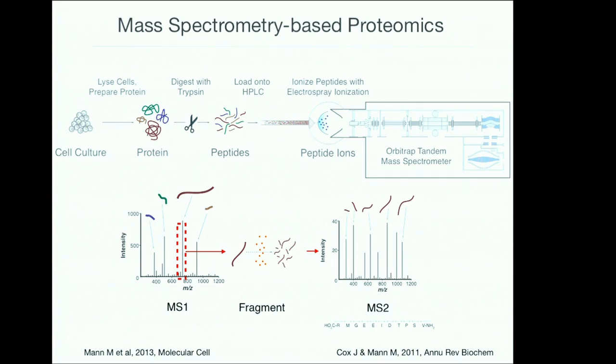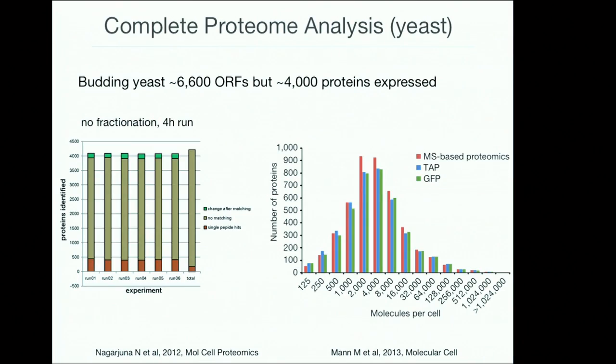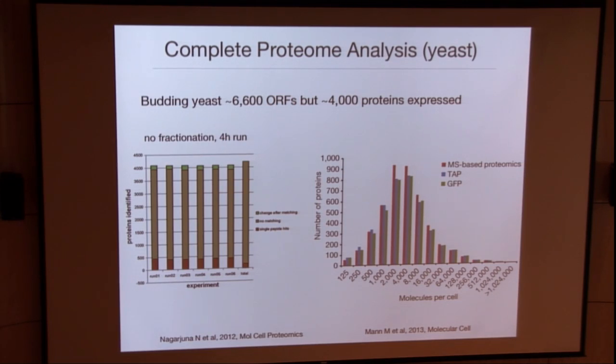So Matthias Mann's group has done a tremendous amount in making this better and better, and they are at a stage right now where reports from their group show that they can, in a 4-hour run, identify 4,000 proteins from the yeast proteome, which basically is all proteins that are expressed in the yeast. And this corresponds to the time that it would take to do a single Western blot.